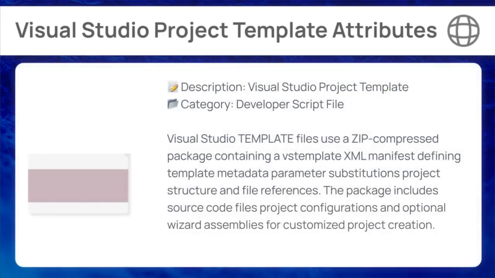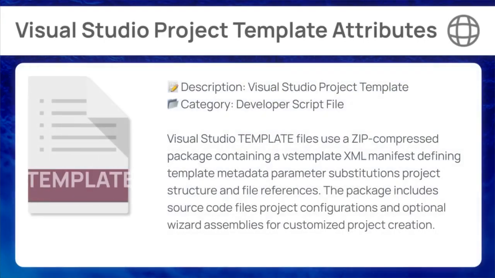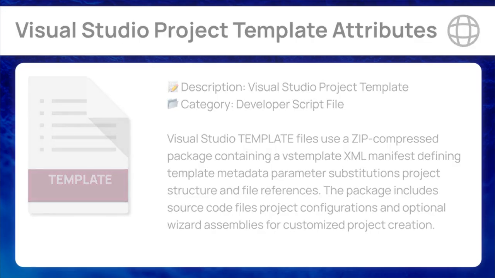Visual Studio template files use a zip compressed package containing a vstemplate, XML manifests defining template metadata, parameter substitutions, project structure, and file references. The package includes source code files, project configurations, and optional wizard assemblies for customized project creation.